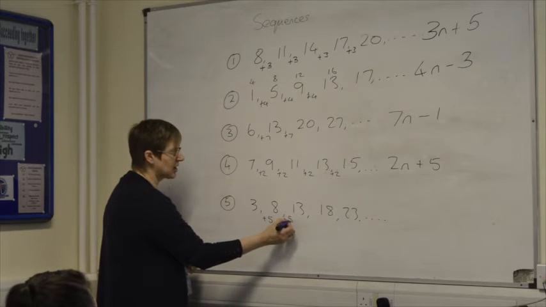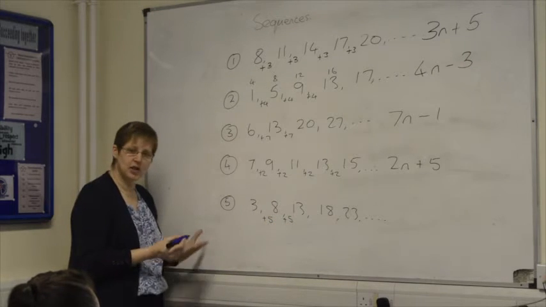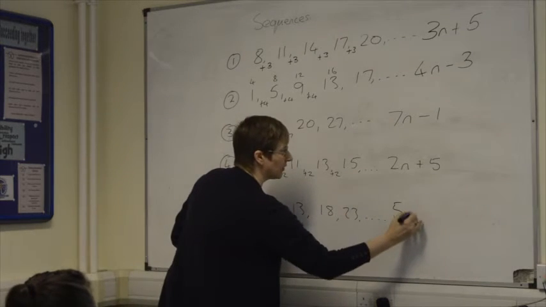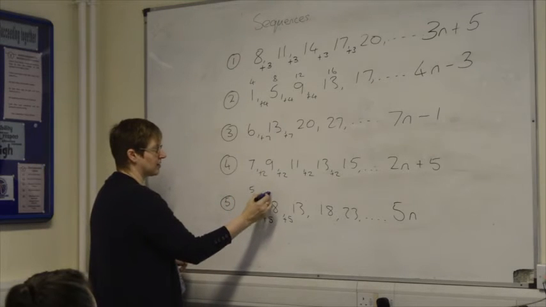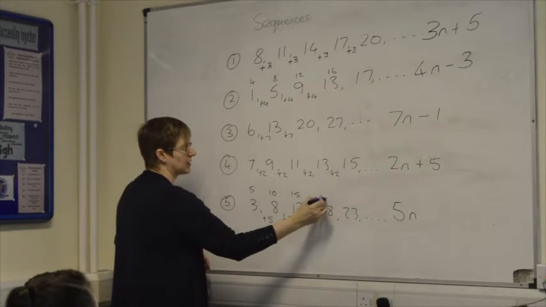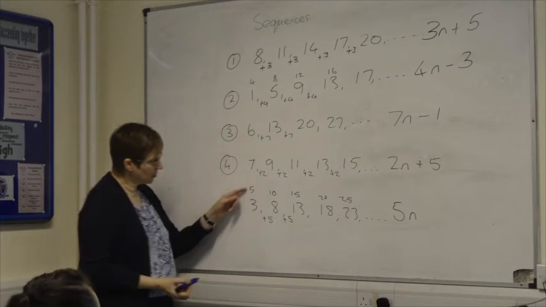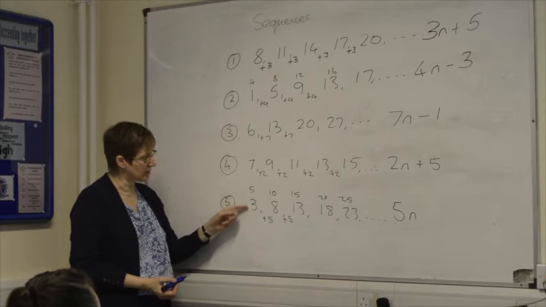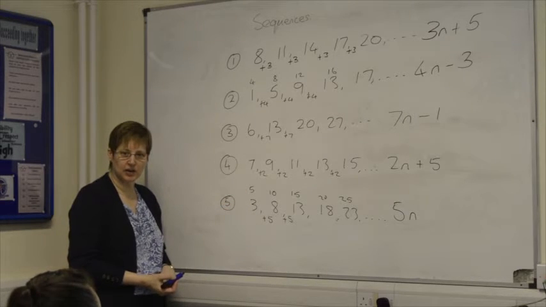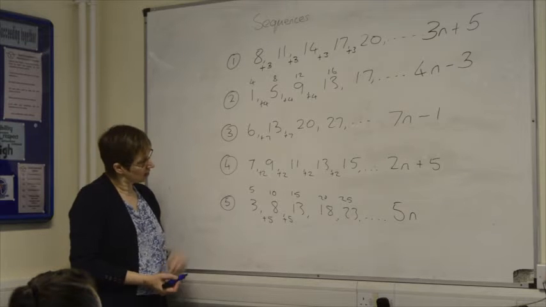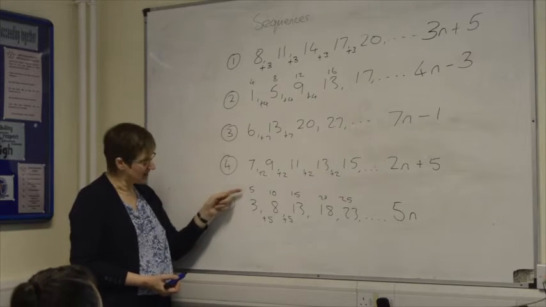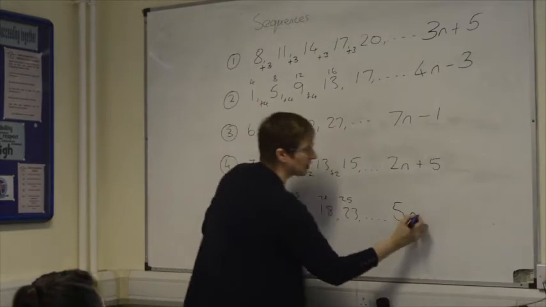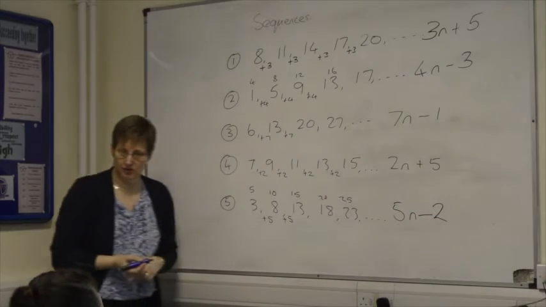Right, so what times table is this based on? 5. So what do I know that I can write? 5n. 5n, good. Now, the 5 times table, if I write it above, starts at 5, 10, 15, 20, 25. So what is the difference between starting at 5 and here? Instead of starting at 5, I want to start at 3. So what do I need to do to find n? Minus. The 5 times table starts at 5, but this starts at 3, so I need to take away 2. Okay, happy with that?